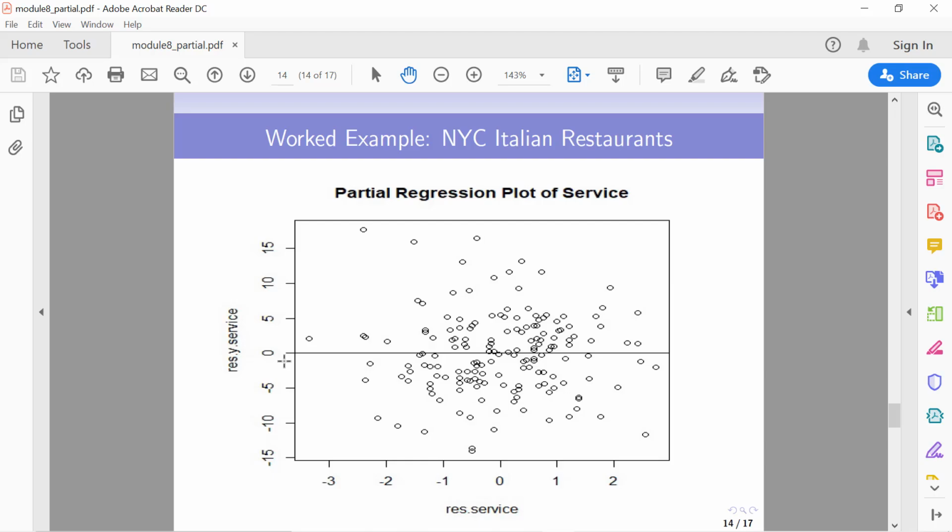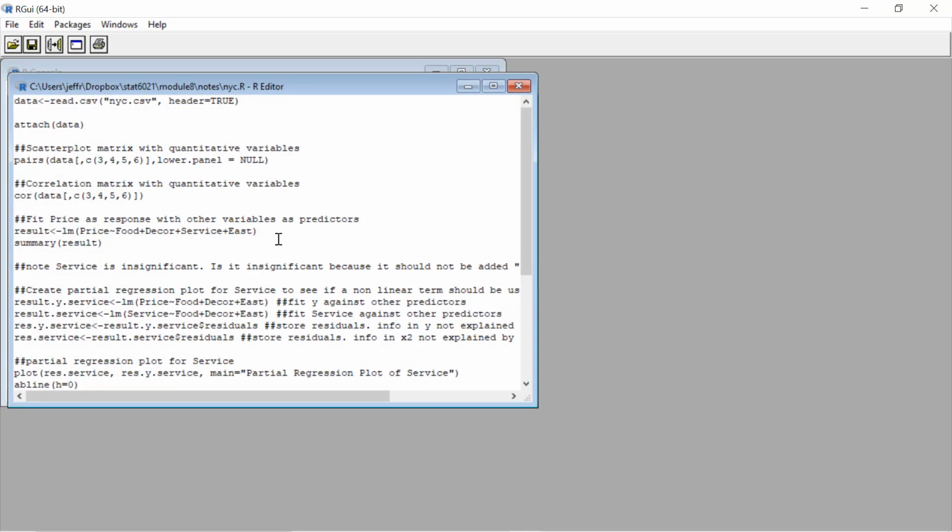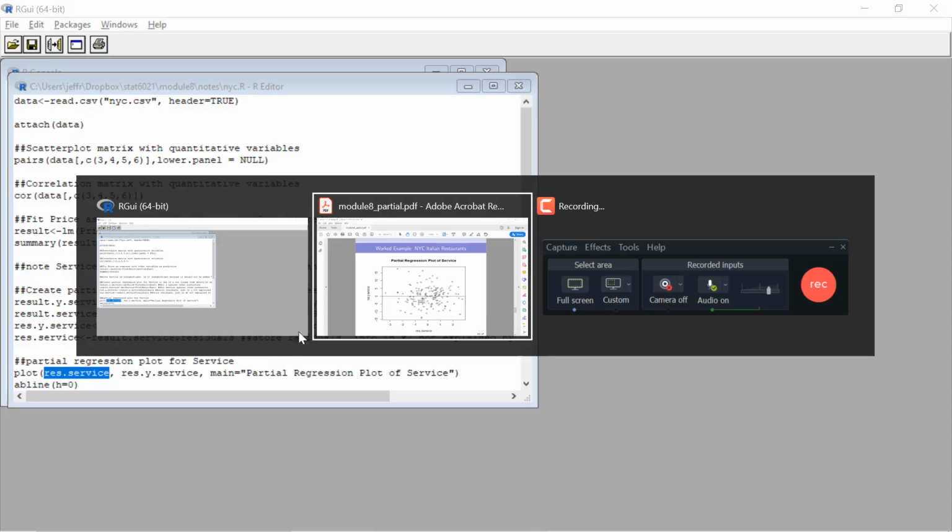So I produced this partial regression plot. These are the steps, and this is the code that I used. To produce the partial regression plot for service, I regress y on all predictors but service, and then I regress service on all the other predictors. After fitting these two regressions, I obtain the corresponding residuals and plot them: the residuals from the first model on the y-axis and the residuals from the second model on the x-axis. That's how I produced the plot that I showed.